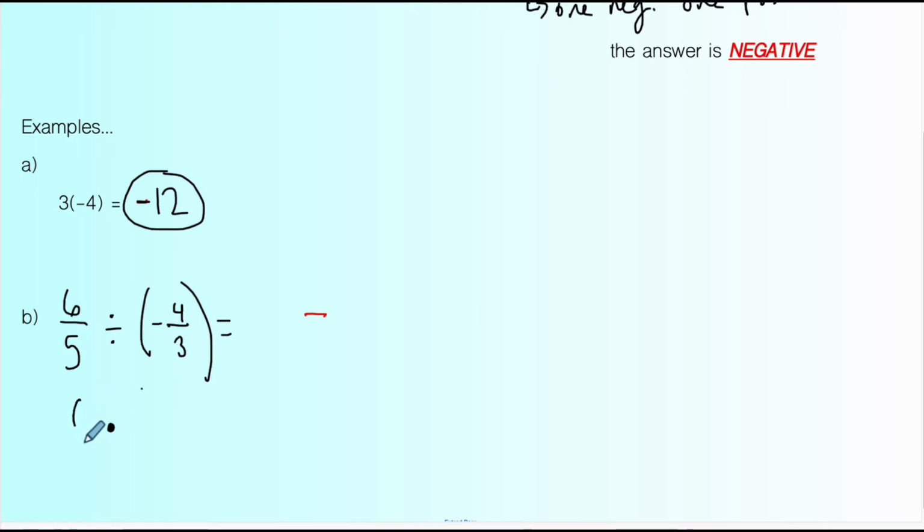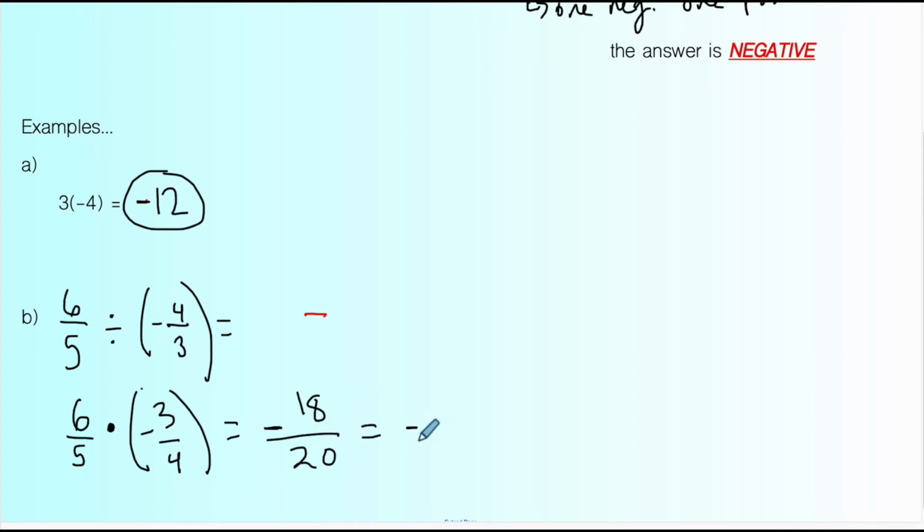So let's do that. This division problem is actually 6/5 times negative 3/4. Now I can solve this. Again, I already know my answer is going to be negative. 6 times 3 is 18, and 5 times 4 is 20. So let's simplify this. My final answer is going to be negative 9/10. Boom.